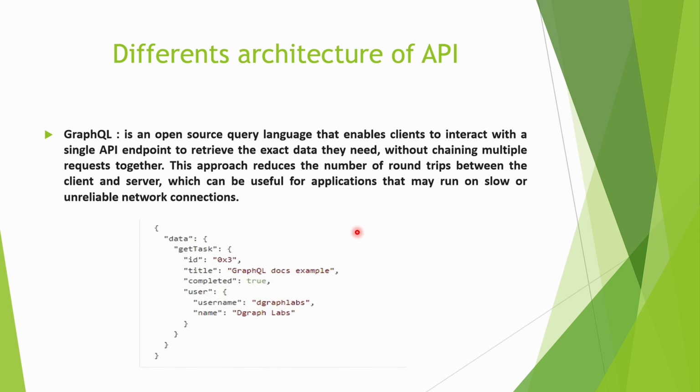Now, GraphQL is an open source query language, and the idea is that we have a single API endpoint that retrieves the exact data that you need. The philosophy is that we want as few requests as possible between the client and the server. We ask for something and we get that something, and that's it. We don't want many chained requests.